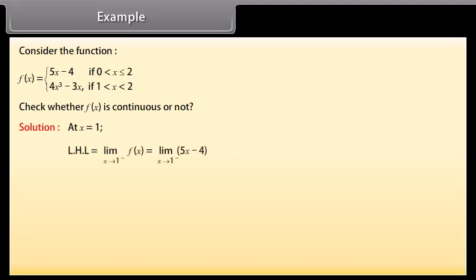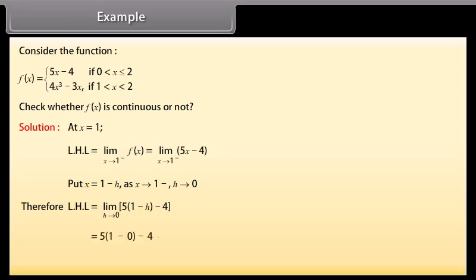Left-hand limit is equal to limit as x approaches 1 minus of f(x), which is equal to limit as x approaches 1 minus of 5x minus 4. Put x = 1 minus h. As x approaches 1 minus, h approaches 0. Therefore, left-hand limit is equal to limit as h approaches 0 of 5 into (1 minus h) minus 4, which is 5 into (1 minus 0) minus 4, which is equal to 1.